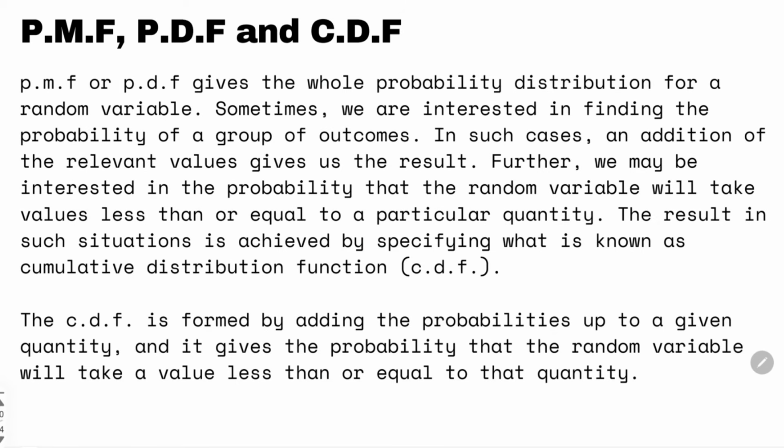From this, what we can say is that the PMF or the PDF gives the whole probability distribution for a random variable. So that is very vast. With a vast number of trials, with this simple formula, all we need to do is substitute. We need to know for one experiment the probability of success, or the probability of failure. We just need to know that.